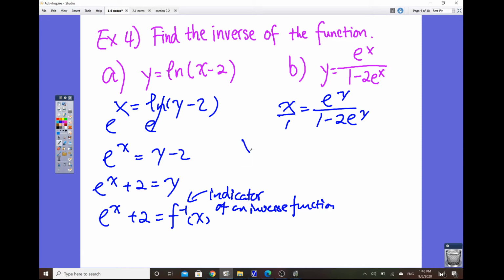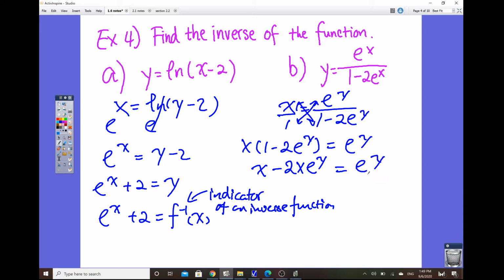Okay, so what we got here is x times the quantity of 1 minus 2e to the power of y. And then the other one, it's just e to the power of y. Again, so what I'm doing here, it's just cross multiplying. And now keep that in mind, we want to solve for y in terms of x. So the way to solve for y in terms of x, any kind of y term, that means you want to collect them together. So before you do that, you want to distribute. So we do have x minus 2x e to the power of y. So that equals e to the power of y.